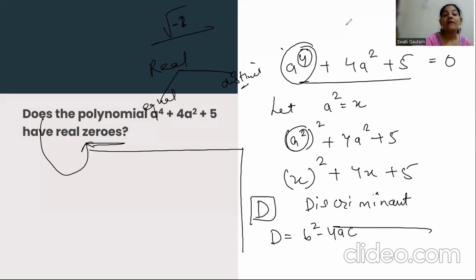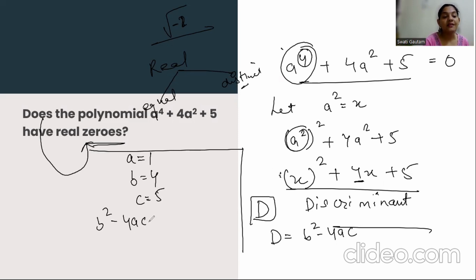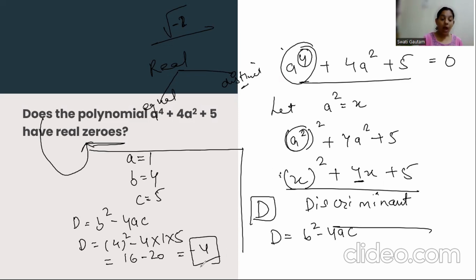Whenever you have a polynomial like this, what is a here? Nothing is there, so a is 1. What is b here? This is b with sign, so plus 4, and c is 5. Now when I put these in the discriminant formula, what do I get? 4 square minus 4 into 1 into 5, which is 16 minus 20, which is minus 4. Now, because I am getting minus 4, the roots are not real.